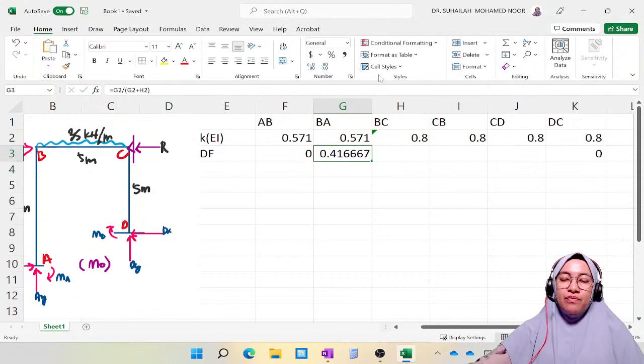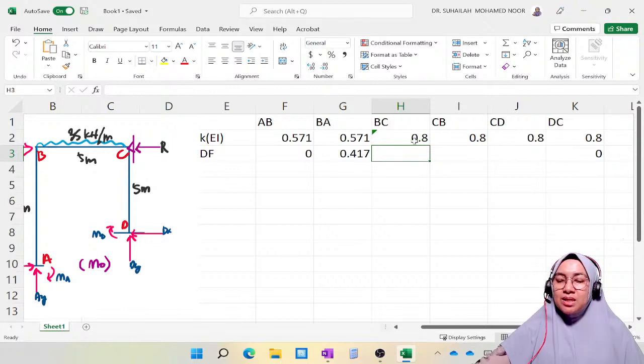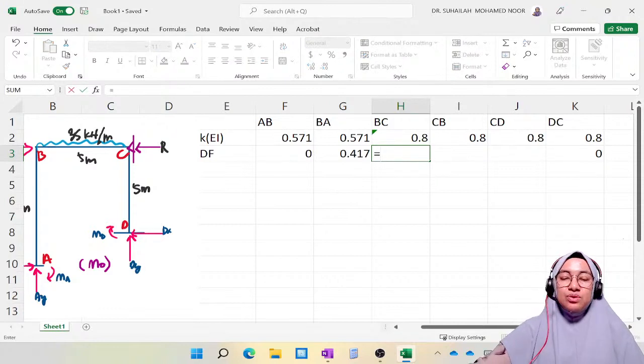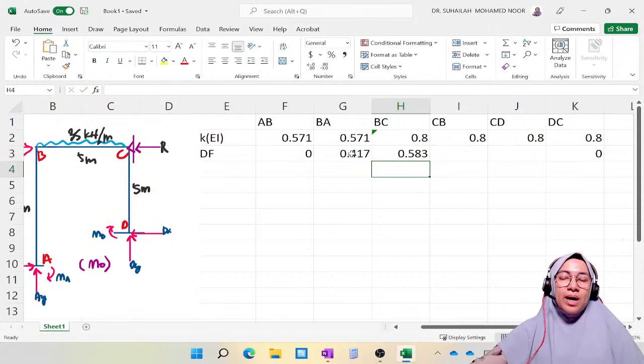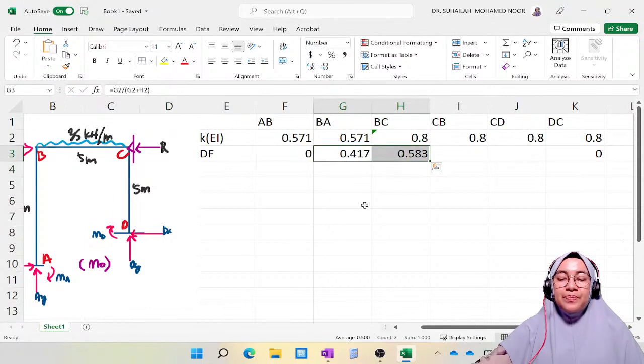Okay, we get 0.417. So actually for BC, the FBC is 0.8 divided by the total, 0.571 plus 0.8. But we can calculate it easily using 1 minus 0.417, because the total distribution factor at a rigid joint is 1.